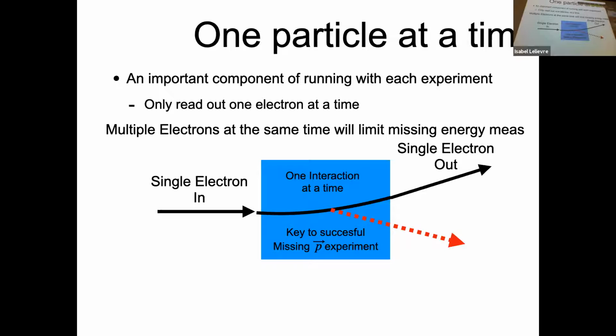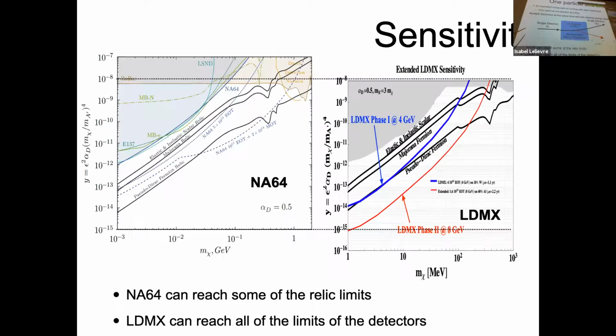All my friends are on LDMX, and every time I argue with them about this. But the idea is you can do one electron at a time, and then you just radiate something invisible, and then you have a clean signature. But you have to configure the beam this way, which is very annoying.